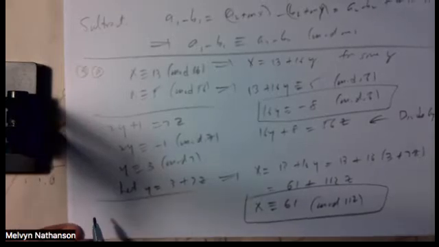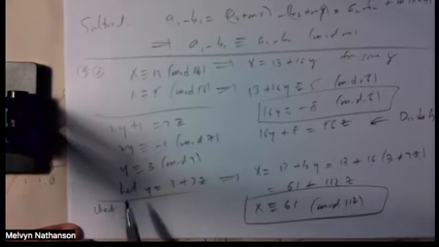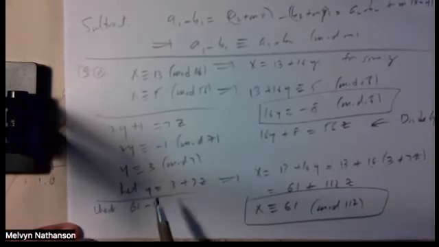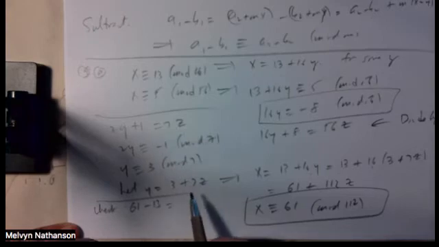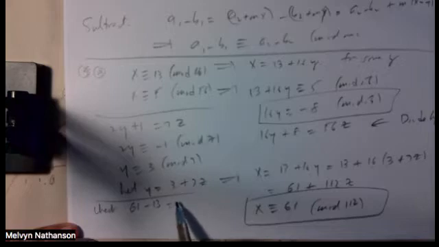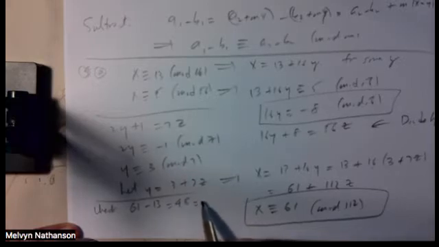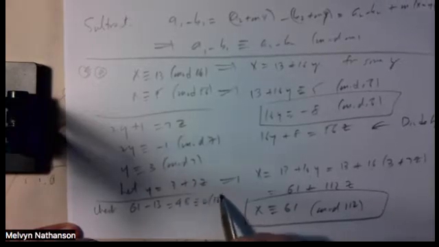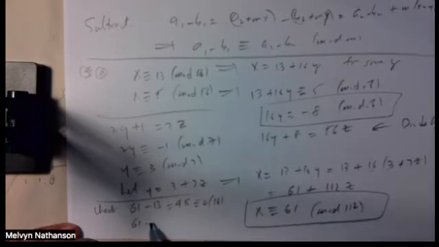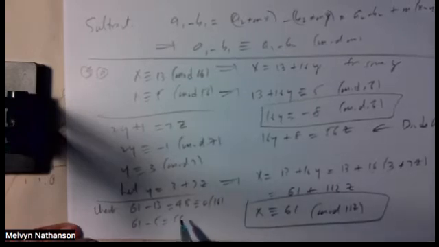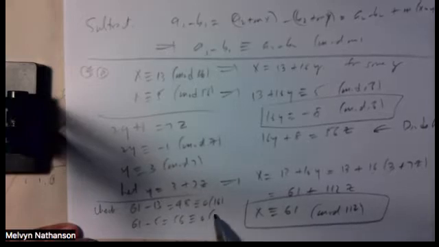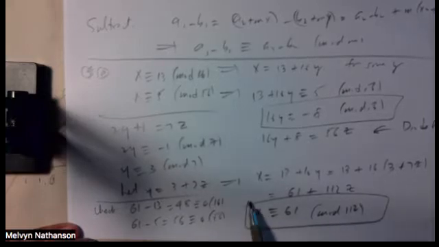And let's check. 61 minus 13 is 48, which is congruent to 0 mod 16. And 61 minus 5 is 56, which is certainly congruent to 0 mod 56. So this is the solution.